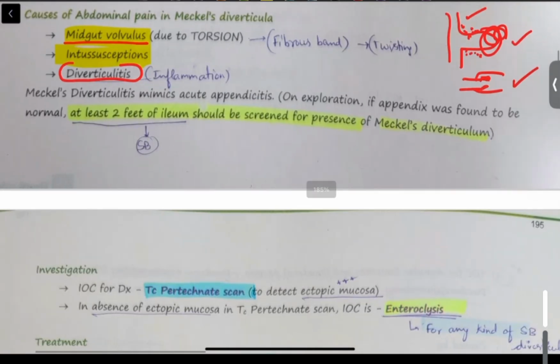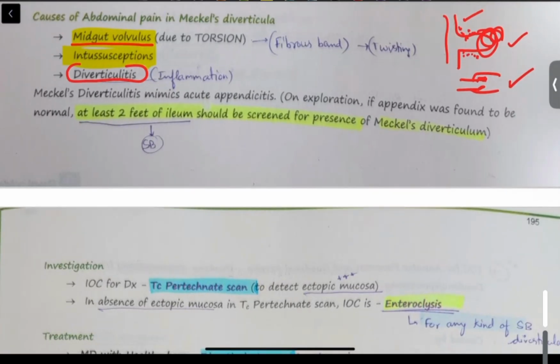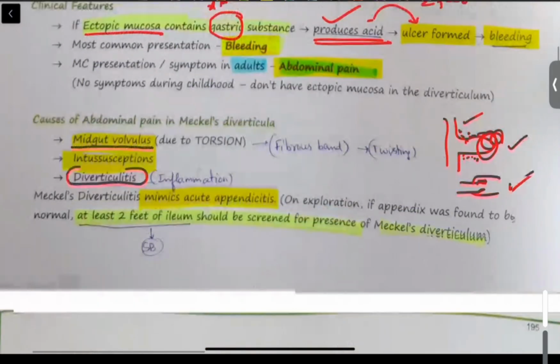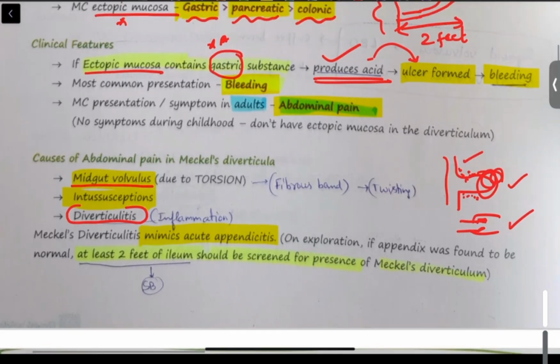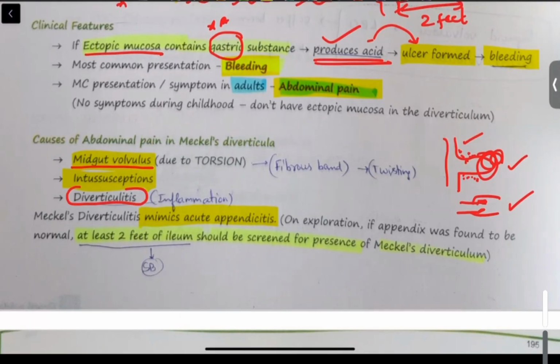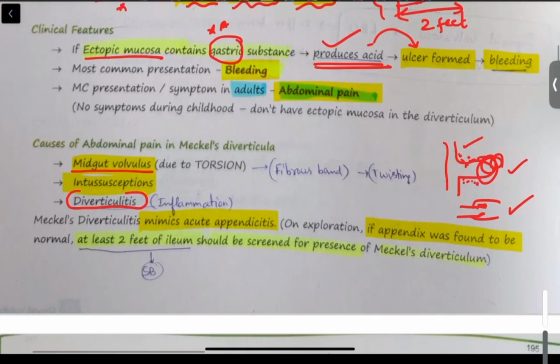Okay, and one point we have to keep in mind is that Meckel's diverticulum mimics acute appendicitis. There will be fever, vomiting, and pain abdomen, usually beginning in the right iliac fossa, just like appendicitic pain. Okay, so most of us will think, this is acute appendicitis and this is an emergency condition, we need to operate. So we have explored the patient, started the operation, and started exploring, and the appendix was found to be normal.